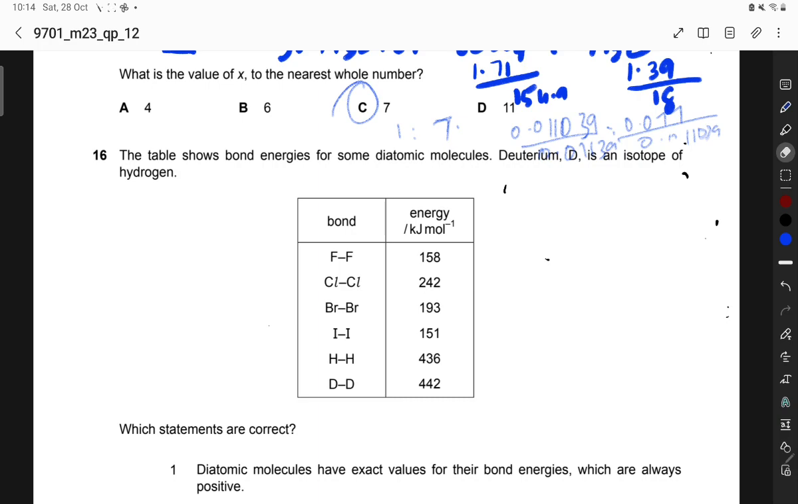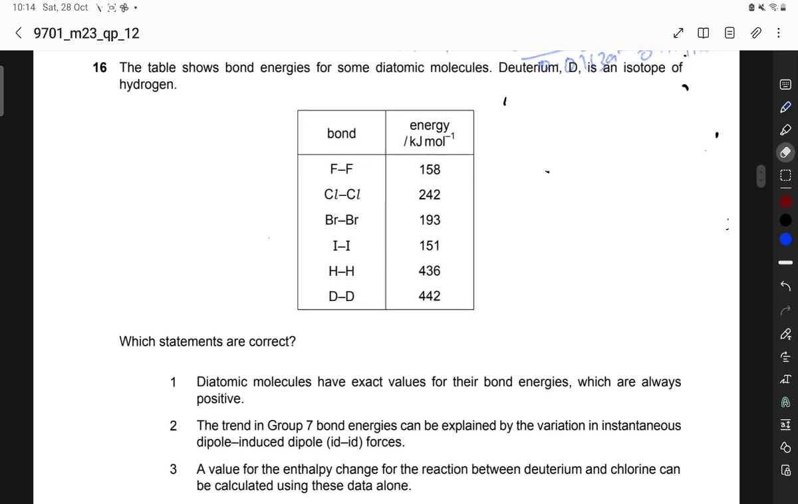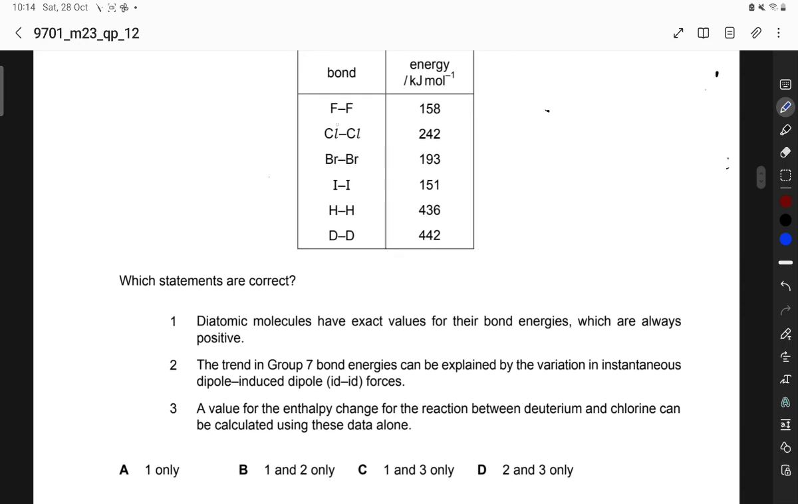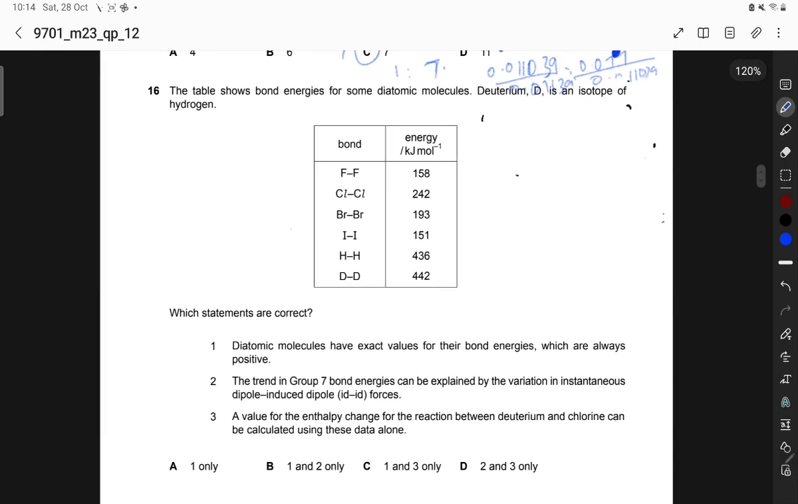The table shows bond energies for some diatomic molecules. Deuterium is an isotope of hydrogen. Which statements are correct? Diatomic molecules have exact values for their bond energies, which are always positive. Yes, diatomic molecules have exact values for their bond energies, which are always positive.